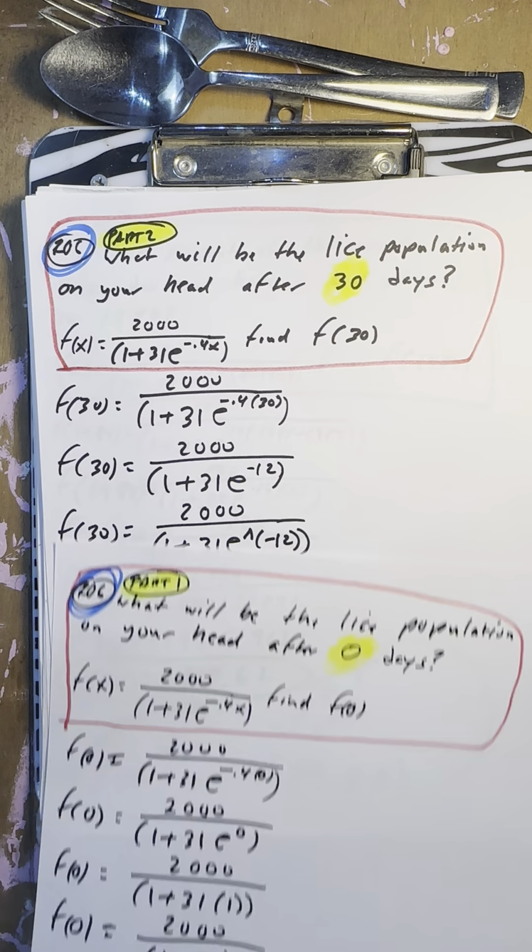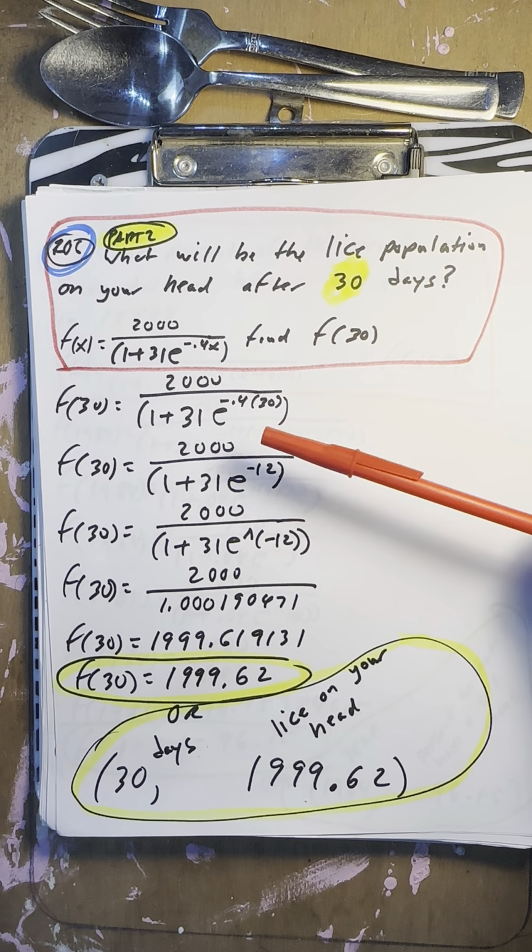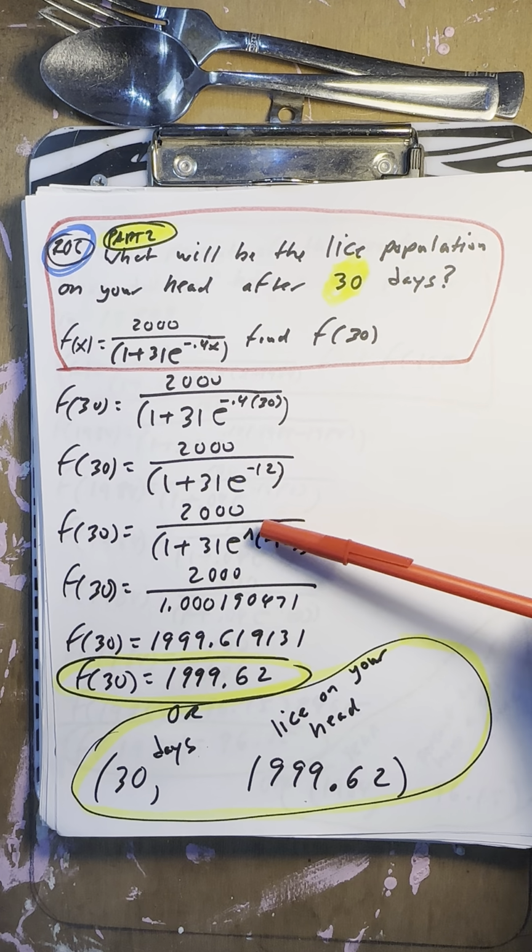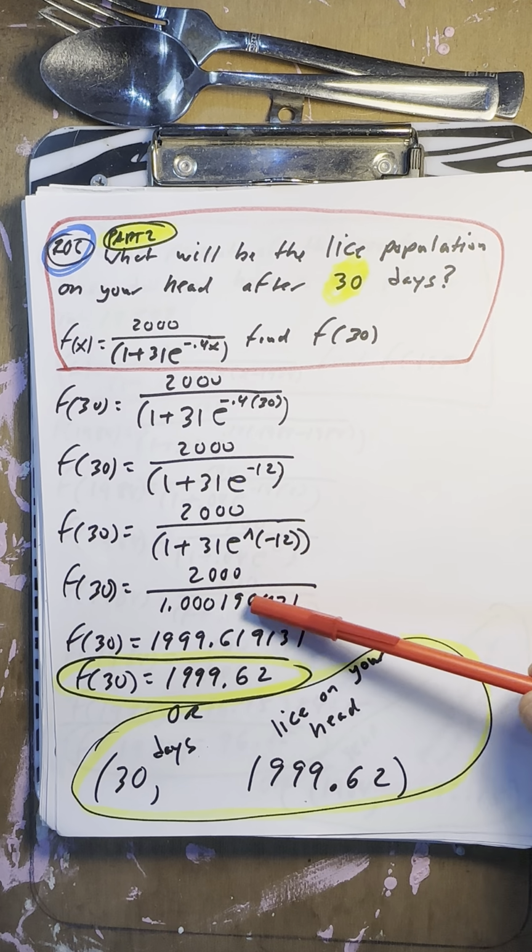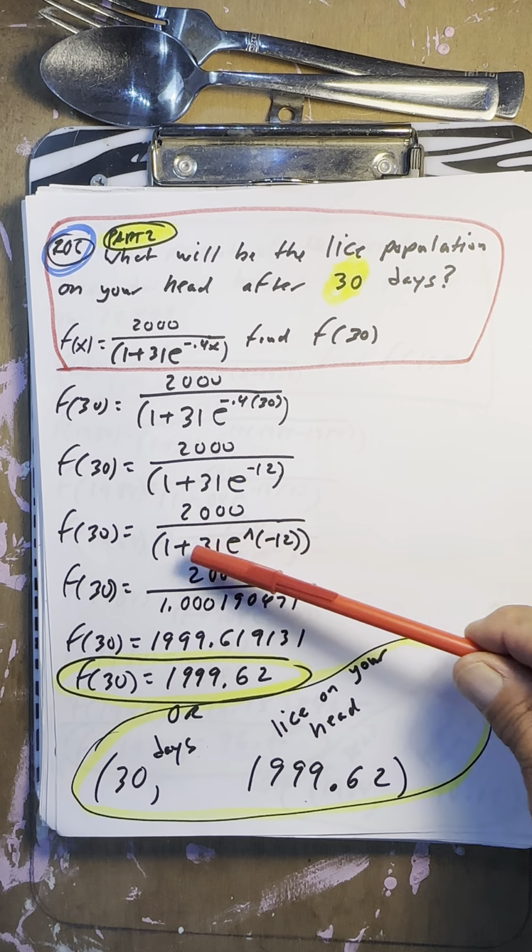Well, what's going to happen? What will be the lice population in your head after 30 days? 30 days go by. What happens? There will be more. You know there can be more. So 30 in there, that's going to be that. This is this. So all this, on the calculator, 2,000 divided by this is 1999.61, so 1999.62 when you round it off.